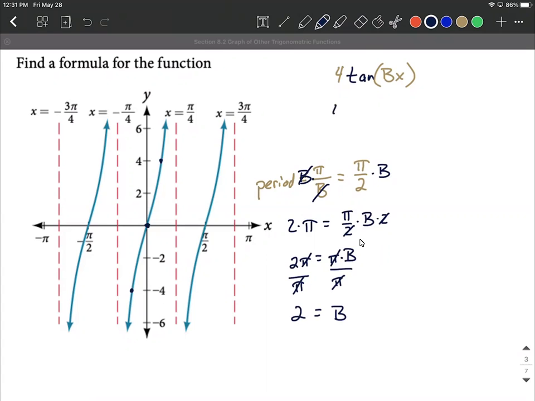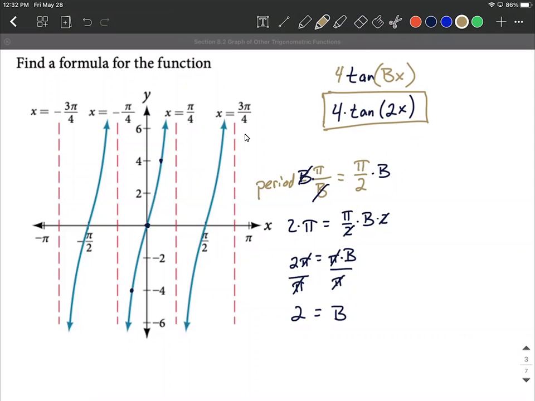So our final function, as we plug that back in, is 4 times tangent of 2 in place of the b, and we bring the x along. So that's the function we were looking for that would produce this graph. We can call it f of x or y, whatever you want to name this function, but that should produce this graph that we were given on the left-hand side.